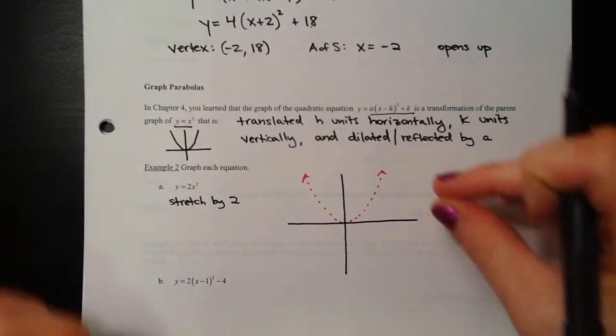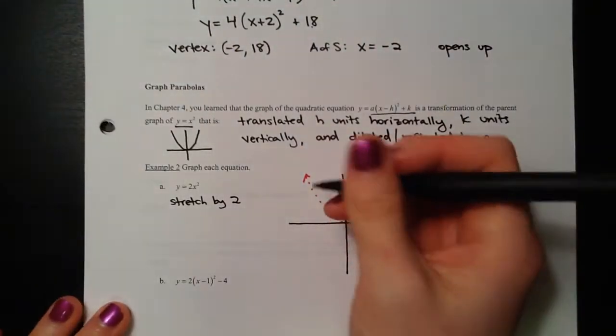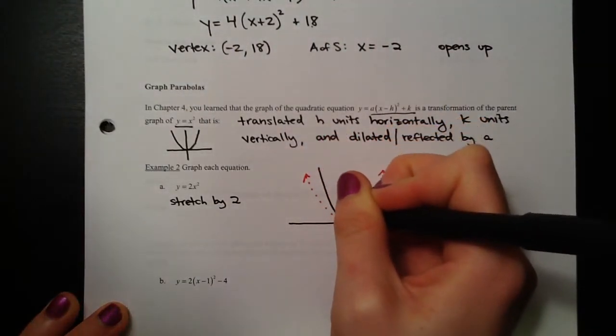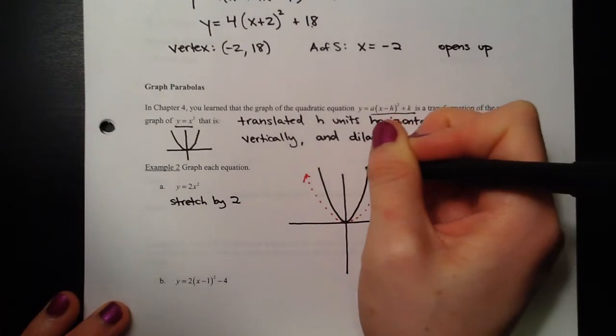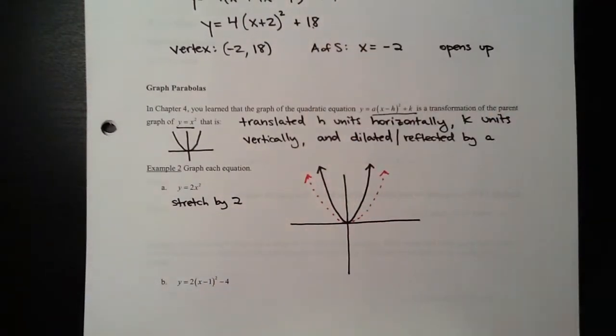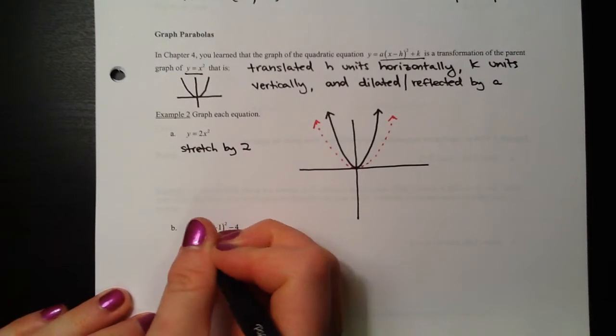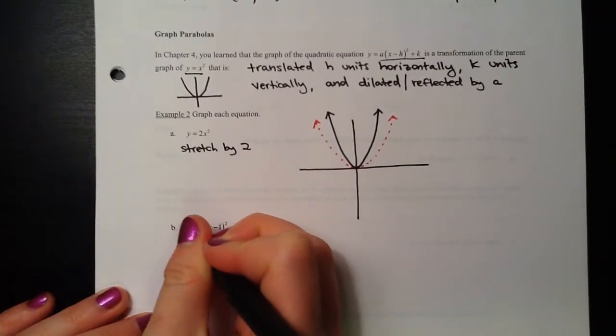When I stretch, it's like I'm taking these and like pulling them upwards, so it'll get narrower. So it'll look something like this. It'll still go right through the origin because I didn't move it left or right, but it'll be narrower. So a stretch by 2 means it's stretching this way. All right, so that's that first one. Now this one, we also have that stretch by 2. We've got the number out front.